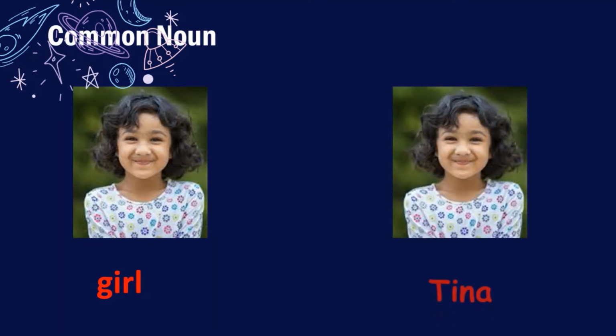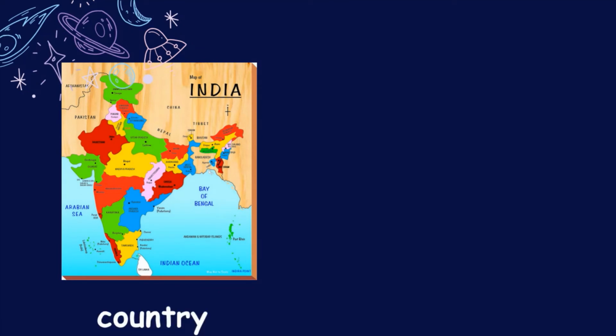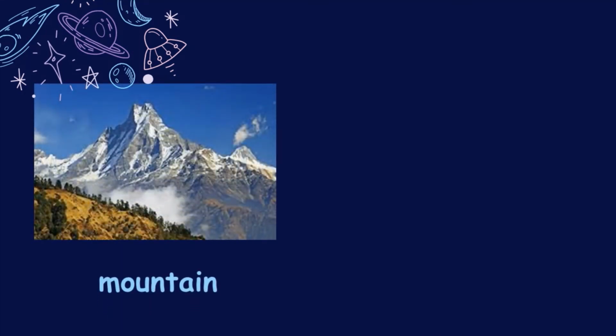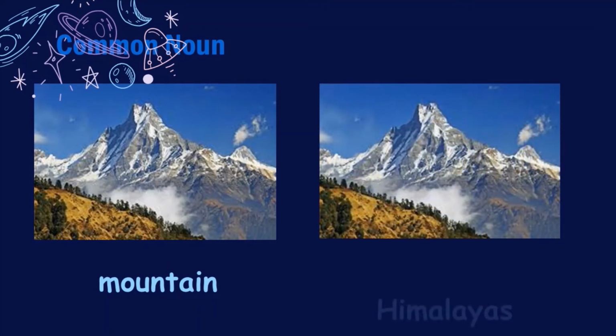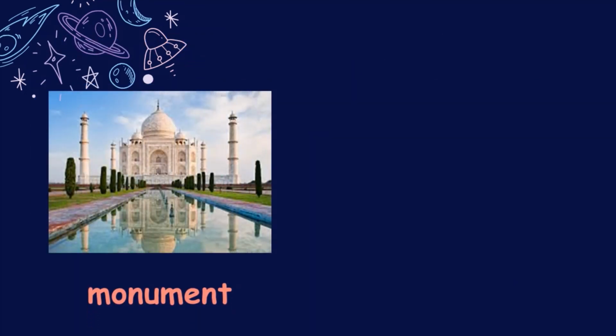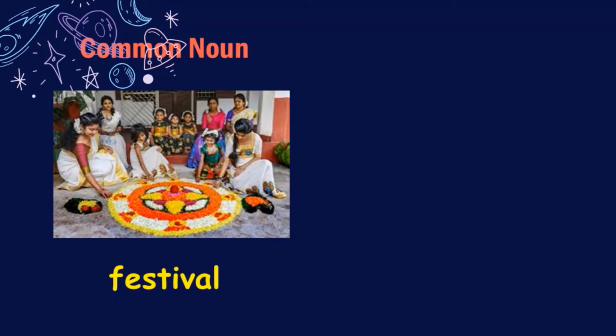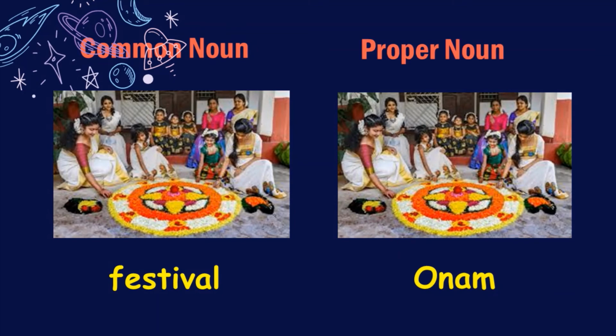Now let's look at some more examples. Girl, common noun. Tina, proper noun. Country, common noun. India, proper noun. Mountain, common noun. Himalayas, proper noun. Monument, common noun. Taj Mahal, proper noun. Festival, common noun. Onam, proper noun.